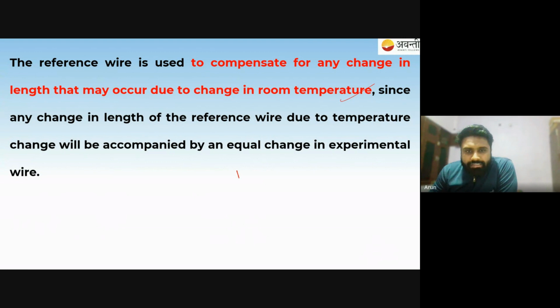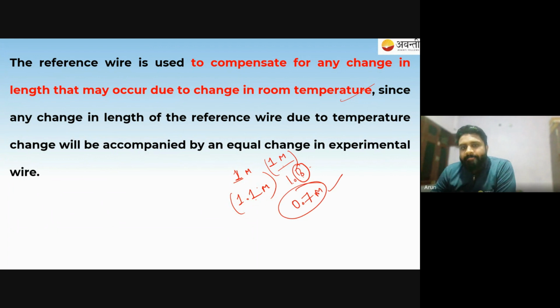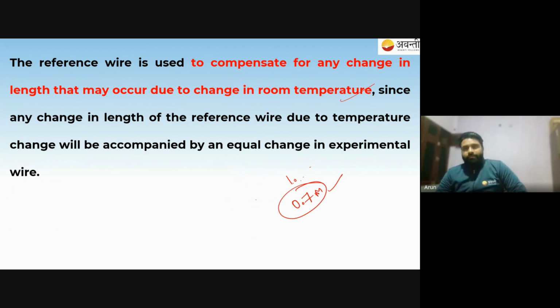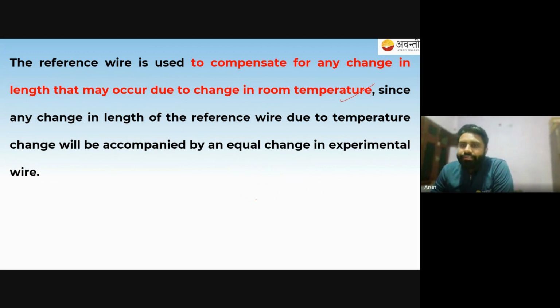Suppose initially both the wires are at 1 meter, but due to temperature change, this will have a value of 1.1 meter. The reference wire will only elongate because of the temperature change, while we are putting the load on the experimental wire, so the experimental wire will get stressed. Suppose it reads 1.8. So the final reading is not 1.8 minus 1. The final reading will be 1.8 minus 1.1, which is 0.7 meter. That is why we have used two wires: one wire for the length change due to room temperature, and one wire for the change due to load.